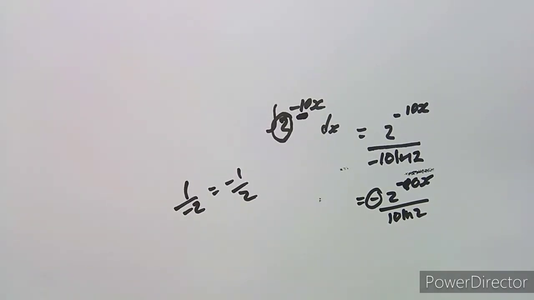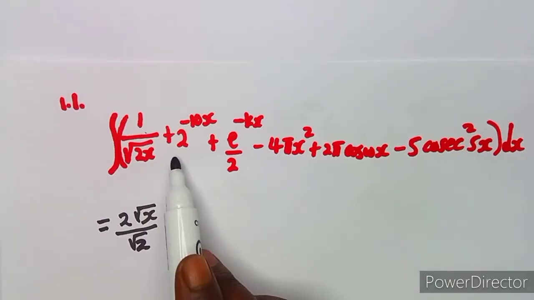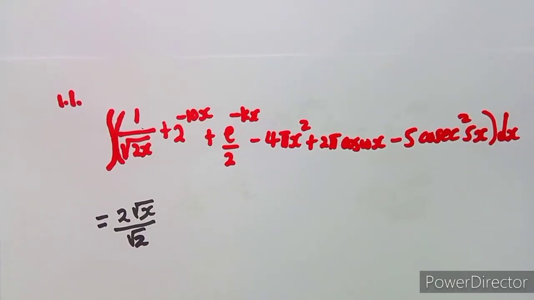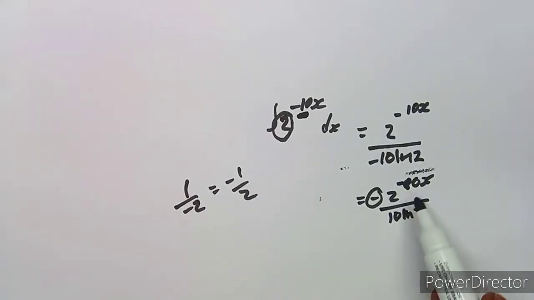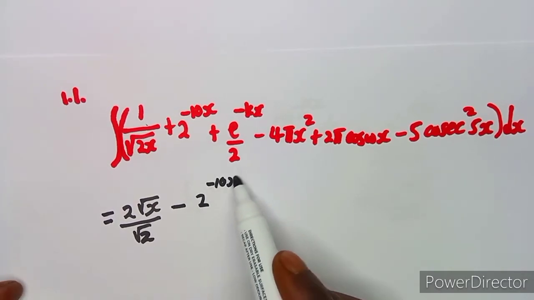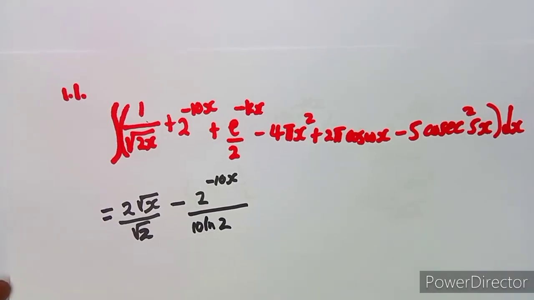So that means from this part here of 2, whatever we had here, we are going to obtain that part, which is negative 2 to the exponent of negative 10x over 10 ln 2. So this is what you're going to have there.